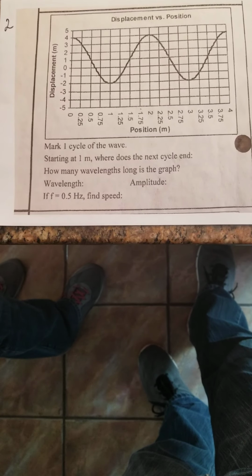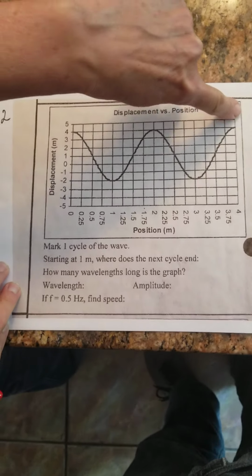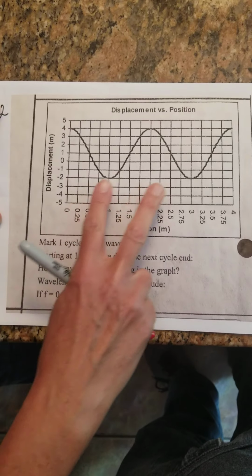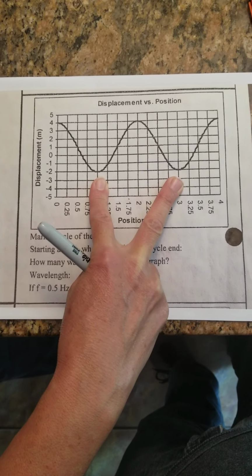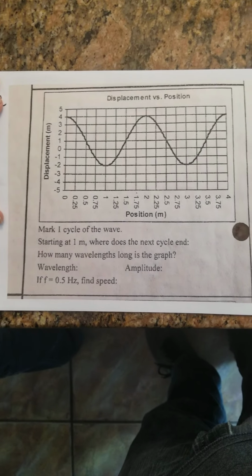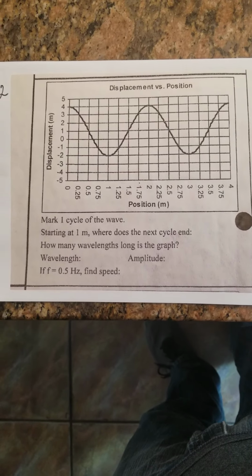If I ask the number of crests, count the highest points. 1, 2, 3 crests. Troughs, there's only 2. The number of crests and troughs do not have to be equal. If I want the wave height, this is a little bit trickier. You have to be careful.